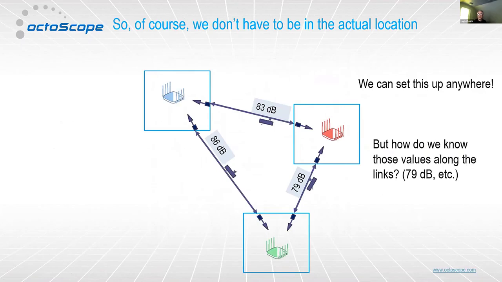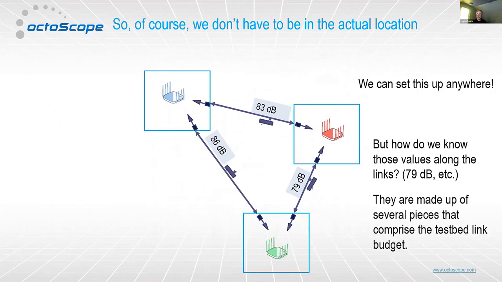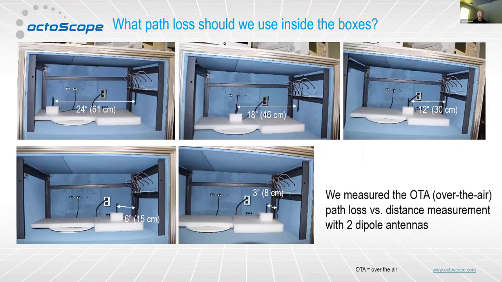Then the question we have to ask is, how do we know in the test bed that we've created a 79 dB link or an 83 or an 86? There are a bunch of pieces that make up a link budget in the test bed itself, and that's what I'm going to describe here. And then we're going to show you a little bit of some demos of how we can understand those link budgets.